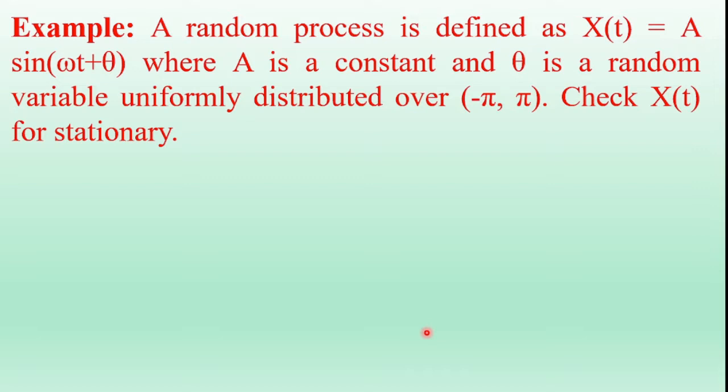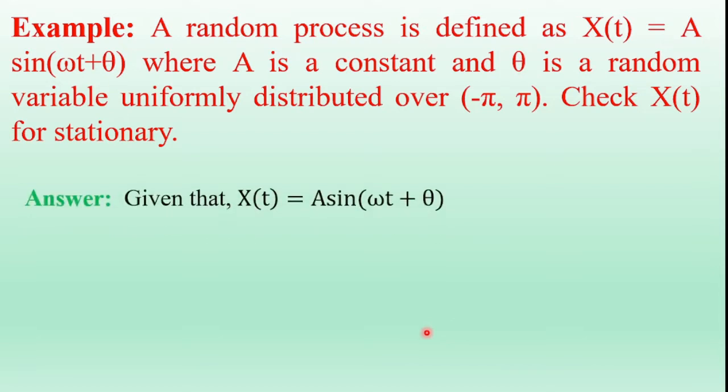In this video, I am going to discuss one more example of a stationary random process. The example is a random process defined as x of t is equal to A sine of omega t plus theta, where A is a constant and theta is a random variable uniformly distributed over minus pi to pi. Check x of t for stationarity.